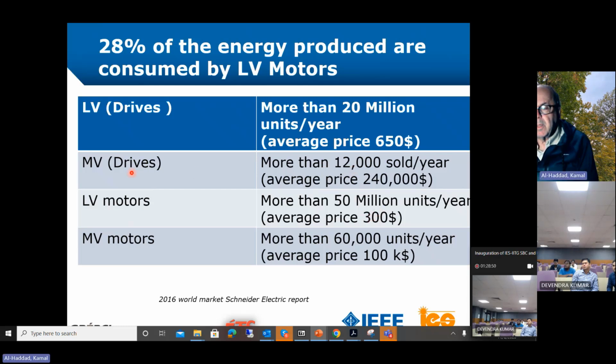Medium voltage, some of the medium voltage at lower power, 12,000 units. Average price $240,000. Medium voltage motors, 60,000 units a year, 100K average price. So low voltage motors are very cheap, $300.